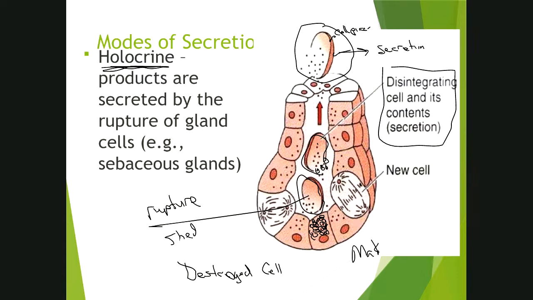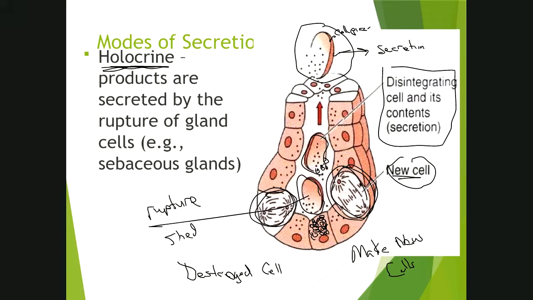And the way we make new cells is by mitosis. And so if you look down here, there's cells that are going through mitosis, and we're creating new cells. And then those new cells are going to build the product, build up, build up, build up until the cell ruptures. And then we're going to make more new cells.